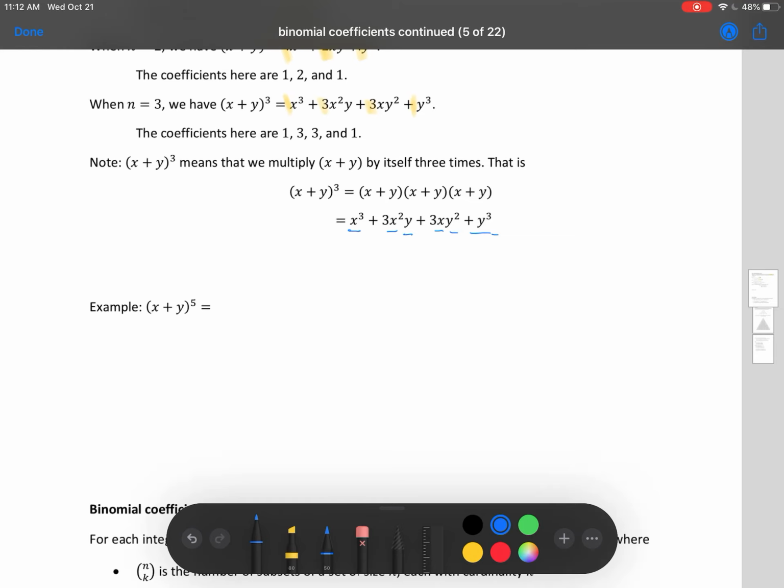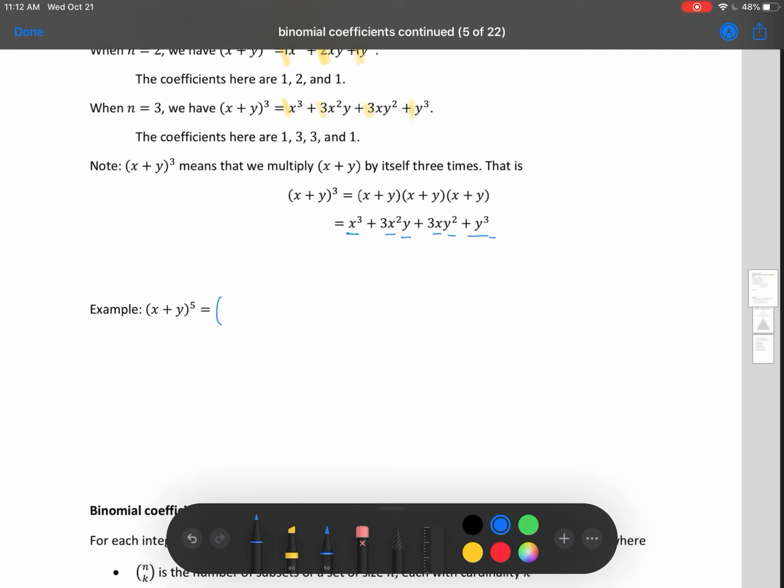So for an example, we can look at (x + y) to the fifth. So remember, that just means (x + y) times (x + y) times (x + y) 5 times, right? And now I'm not going to bother multiplying this all out because, again, that's not really the point of this section. But if you would like to, you can pause the video now to go ahead and multiply that out and make sure you get the same thing.